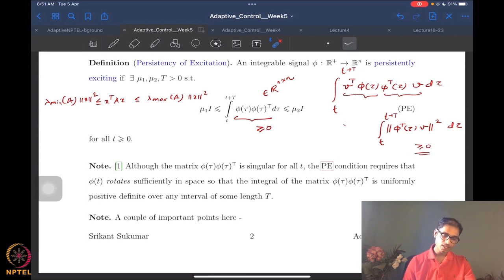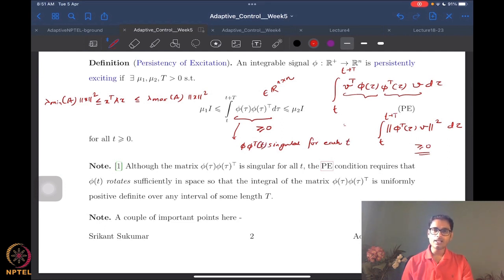That's about it, right? So what's the idea? The first thing, we know that the integrand is greater than or equal to zero. What else? We know that phi phi transpose is singular for each t. Why is that? Why is phi phi transpose singular for each t? See, phi itself is just a vector. What is the maximum rank of a vector? 1.